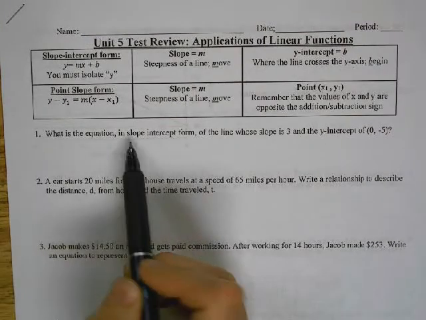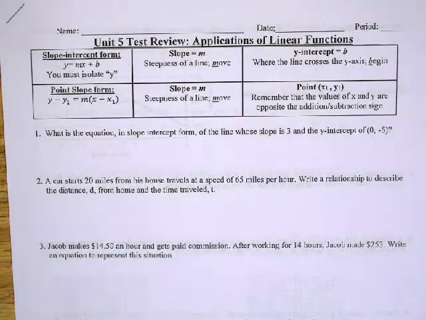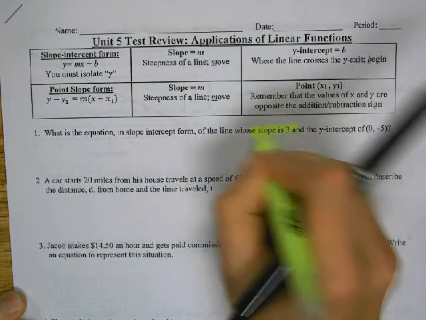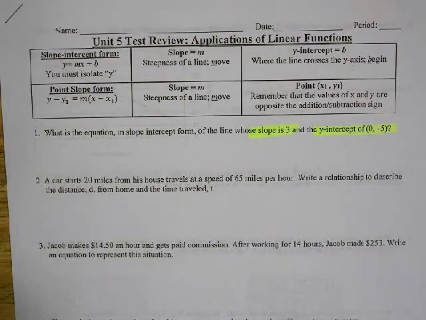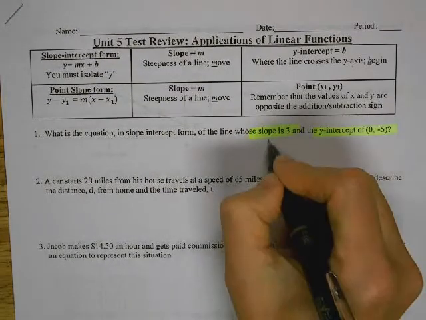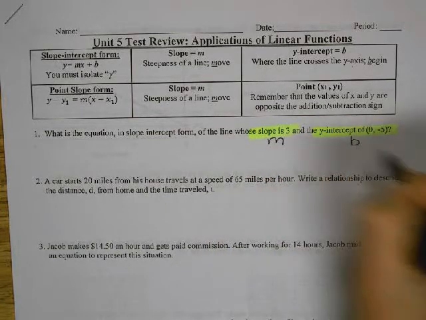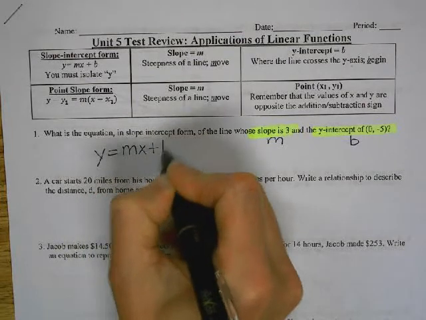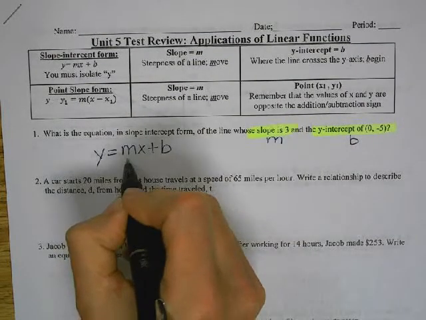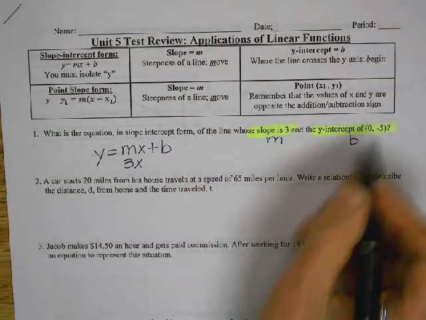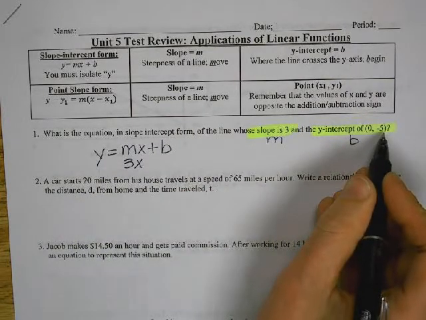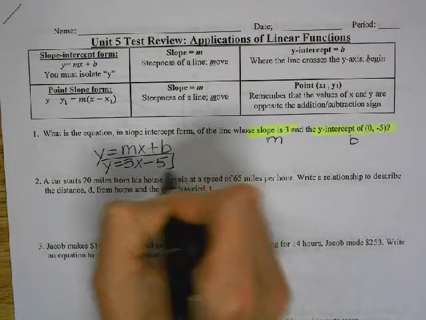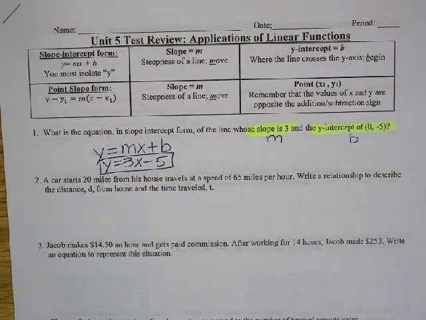So in number 1, it says, what is the equation in slope-intercept form whose slope is 3 and y-intercept is (0, -5)? So slope is 3, that's m. Y-intercept is b. So we say y equals mx plus b. But instead of writing m, we write 3, so 3x. And instead of writing b, we write -5. So it's y equals 3x minus 5. Okay?